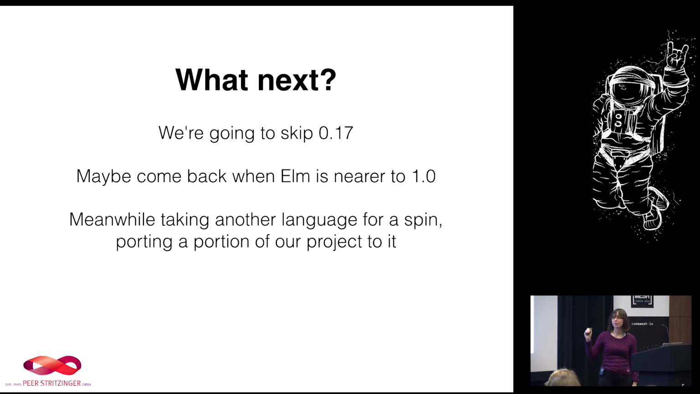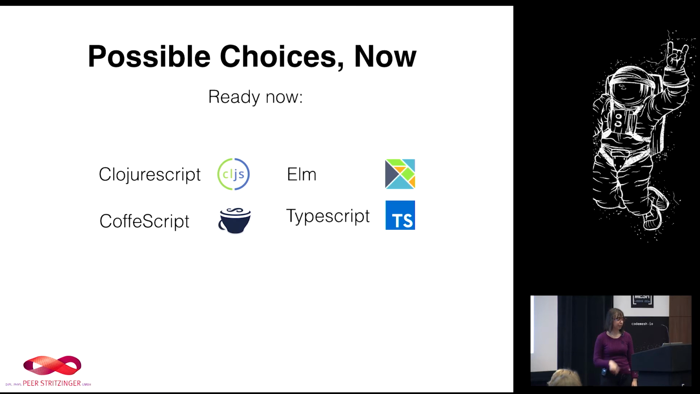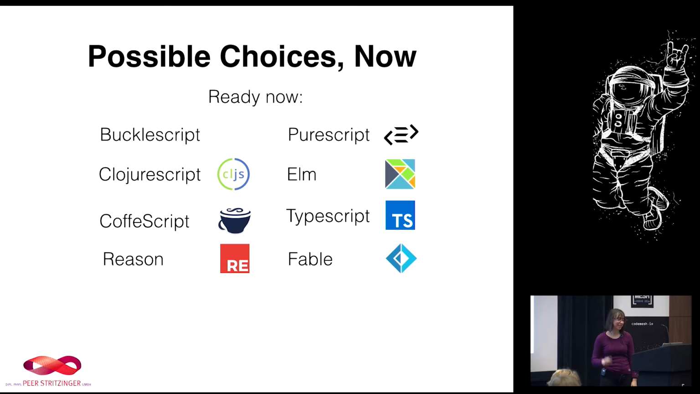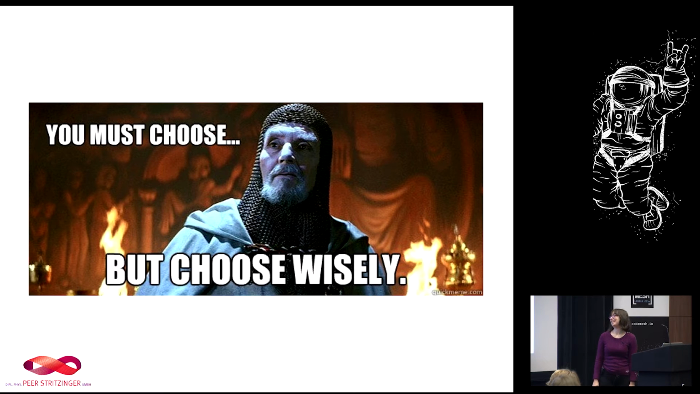So what next? We're going to skip 0.17, probably 0.18, and maybe come back when Elm is nearer to 1.0, or at least when we are reasonably sure we know what we are getting. Meanwhile, we are on the market for another compile-to-JavaScript language. So we might port a portion of our project and make new projects with it. So more choices. They are breeding like rabbits. So there is Reason now, there is BuckleScript, there is Fable, and there is PureScript. And I think you know which one we went with. So we have to choose wisely.